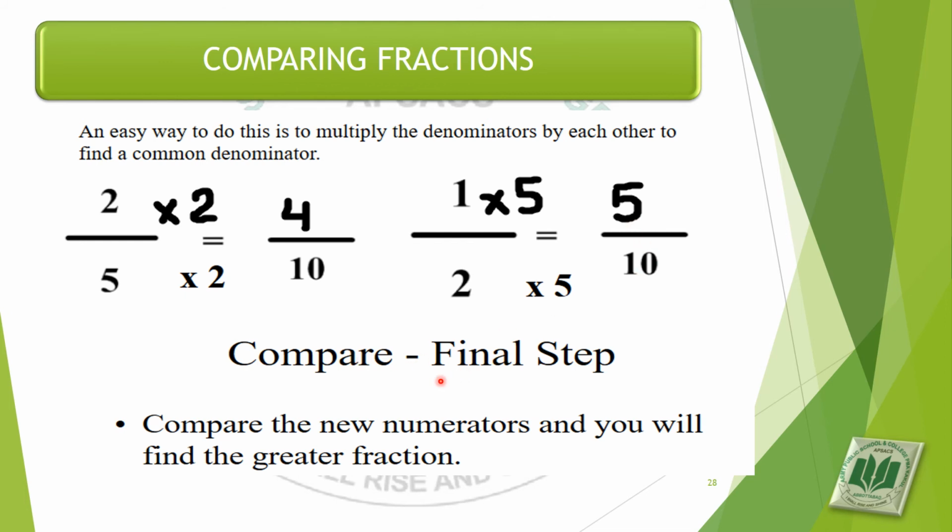Now, in the final step, we will compare the new numerators and we will get the greater fraction. As you can see here, the first is 4 by 10 and the second is 5 by 10. The denominators are the same and the greater number here is 5. So, 5 by 10 is greater than 4 by 10.